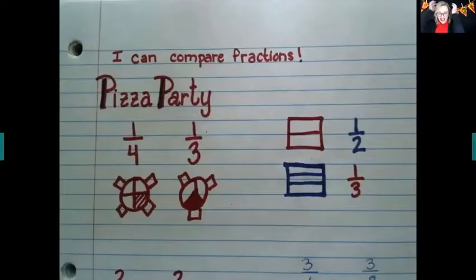We are having a pizza party. So we're going to be learning some math fractions and we're going to be using my favorite food, pizza. So grab some paper and a pencil because you're going to want to write this stuff down so you can answer the questions that follow in the Google form. All right, I'm going to share my screen. Let's go. You can see we're having a pizza party and we're going to compare fractions.